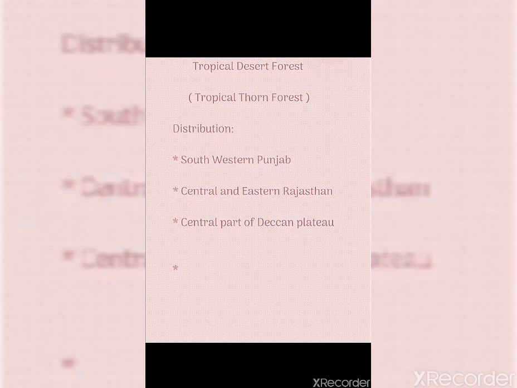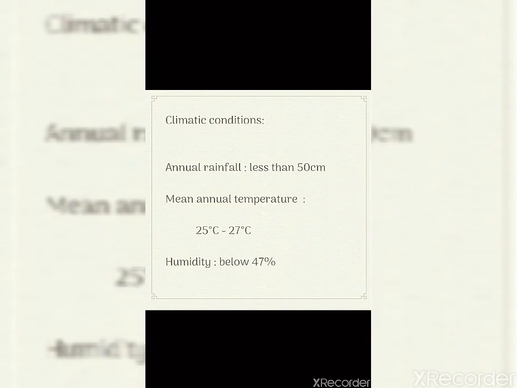Tropical desert forest, tropical thorn forest are found in southwestern Punjab, central and eastern Rajasthan, Uttar Pradesh, Haryana, northern parts of Gujarat, as well as in the central part of Deccan Plateau. As we know, these places are located in the interior. So the amount of rainfall received by the region is less, and due to that there will be some large patches of coarse grasses. In between we can find the presence of some trees.